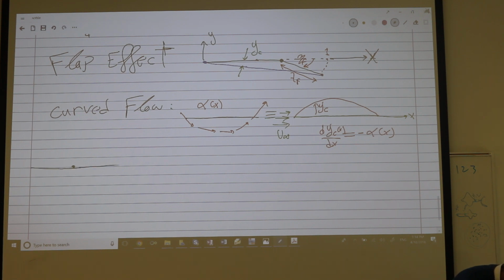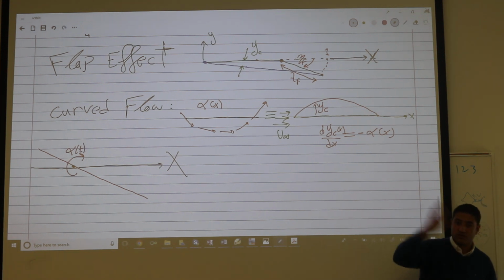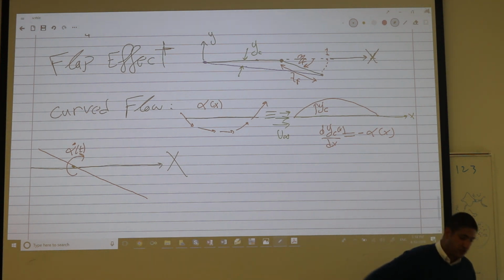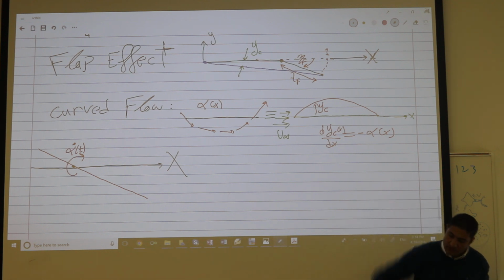So this is my x, and I will rotate here. I will do pitching, but I will ignore unsteadiness. So I'm doing pitching, continuous pitching. So it's the effect of alpha dot. Okay? I'm doing pitching, so up and down or whatever, or just pitching up. When an airplane is moving and is doing a pull-up maneuver, it does pitching.